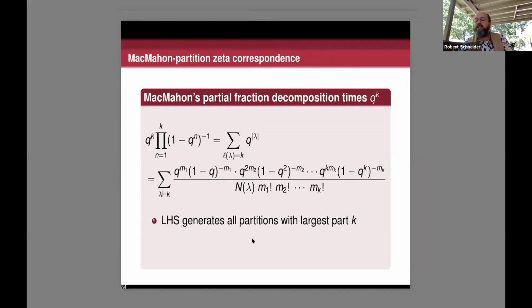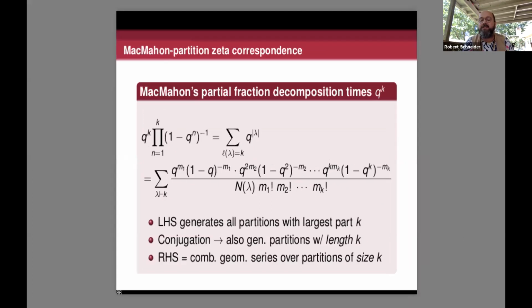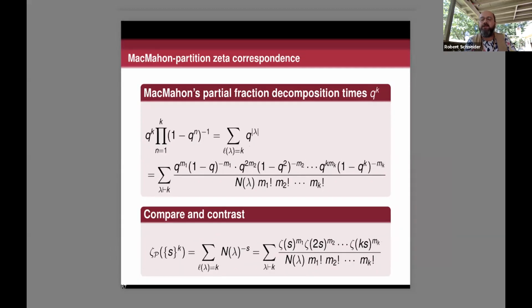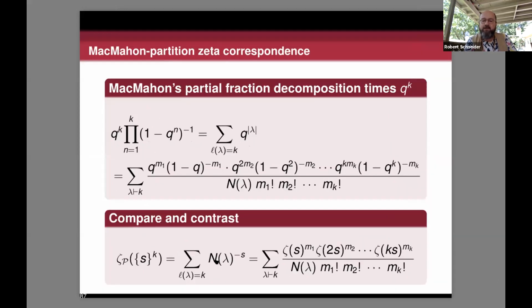So the left-hand side generates partitions with largest part k. And on the right-hand side, we have partitions of size k, which is very interesting. The switch between largest part and length, by the way, one way to look at that is through conjugation of the partitions. Well, here's Drew's and my formula. And if you look at the two formulas together, look at the correspondence between this and that, between this and that, and then between this and that, you see how similar they really are.